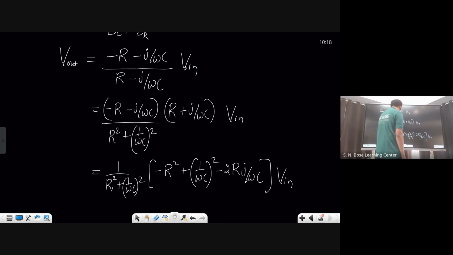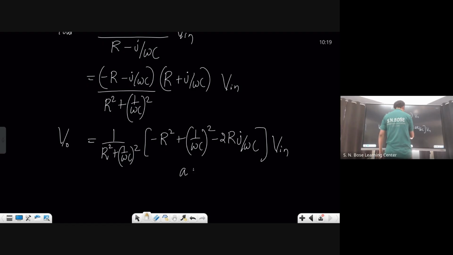Now he said that output and input phase difference is just 90 degrees. Fine. You see this one, if only this one exists, it will be 90 degrees. How do you write j? e power j pi by 2? Including this is not making it 90 degrees. Can you understand that one?